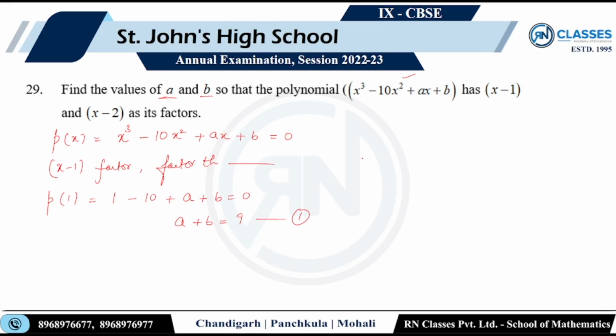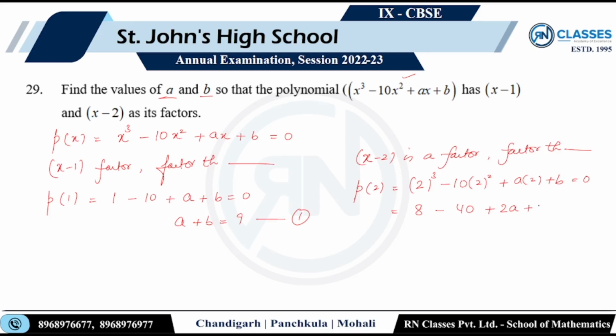Right? Next, इसी पे ही हम सीधा कह सकते हैं x minus 2 is a factor. Right? X minus 2 is a factor. So by factor theorem p of 2 से मैं क्या कह सकता हूं? 2 का क्यूब minus 10 2 का स्क्वायर plus a into 2 plus b will become 0. So this becomes 8 minus 40 plus 2a plus b is equal to 0. This becomes minus 32. So उधर जाके आ जाएगा 2a plus b equal to 32. This is equation number 2.